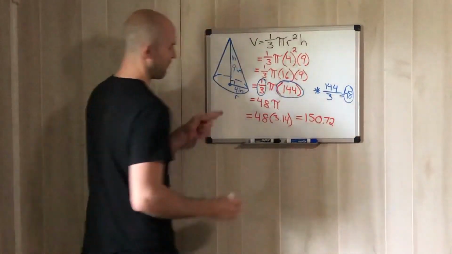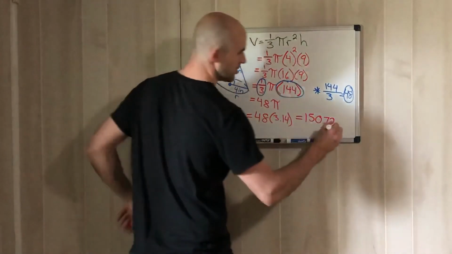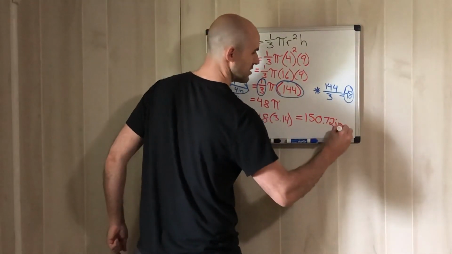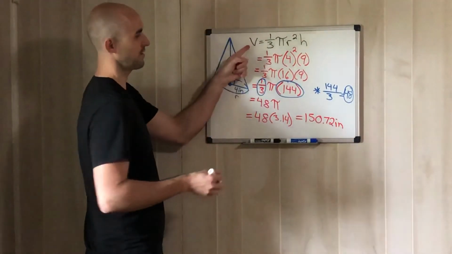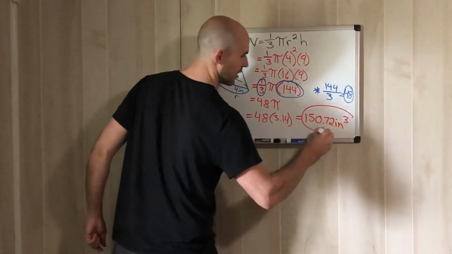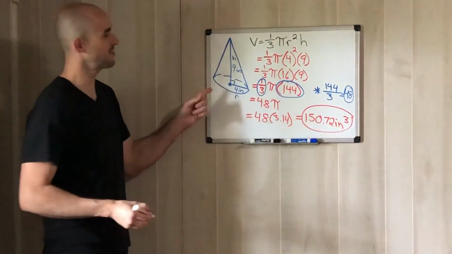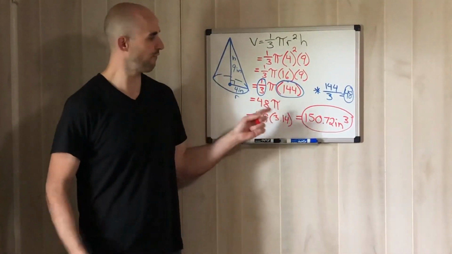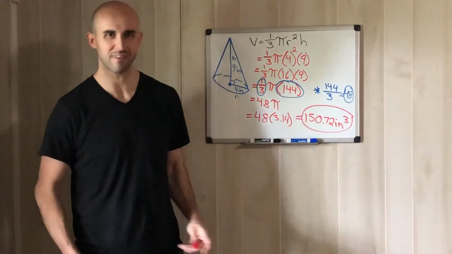150.72. Let's not forget, the units are inches, so it's going to end up being inches. And since it's volume, it's going to end up being cubed, to the third power. Which means that if we were dealing with this cone, you would have 150.72 inches cubed on the inside.